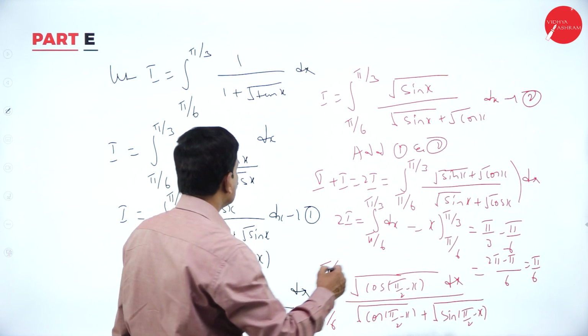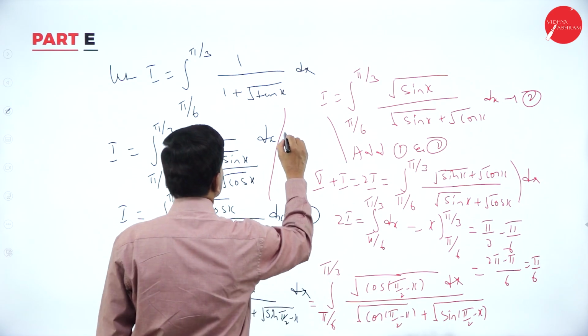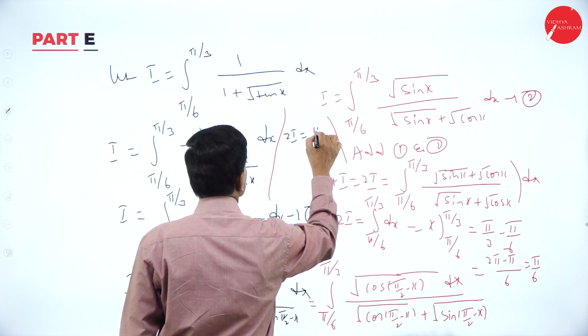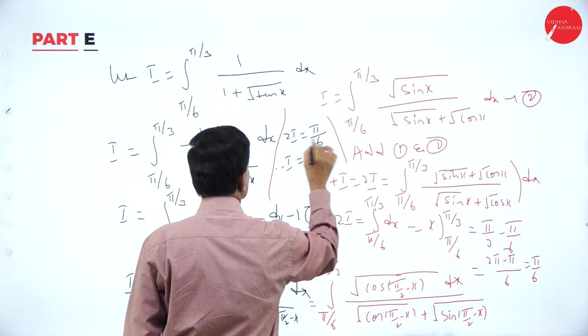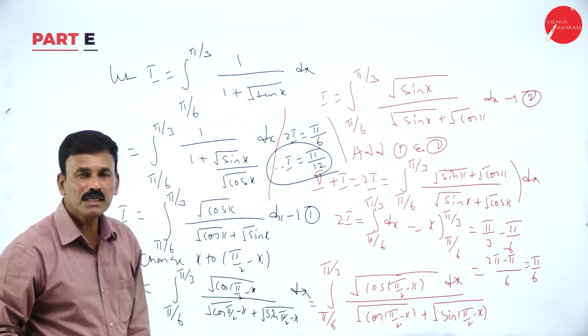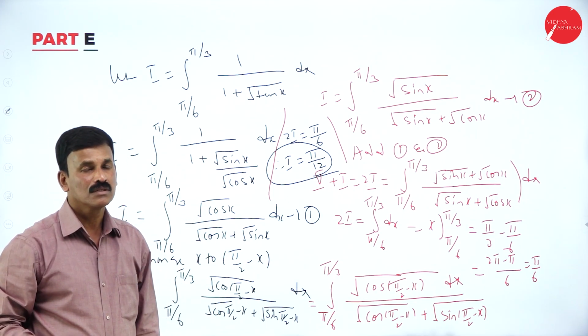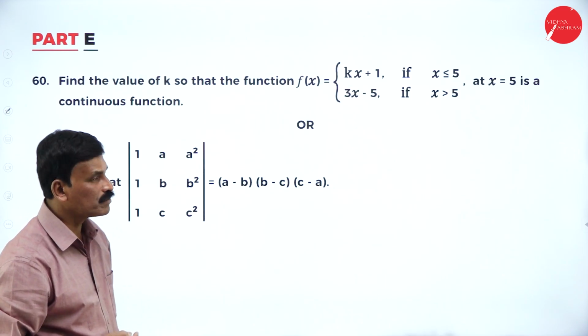So here I'll write 2I is equal to pi by 6. Therefore, I is equal to pi by 12. So the integrated answer is pi by 12. That's it. Hope you followed. Now, move on to the next very important problem.